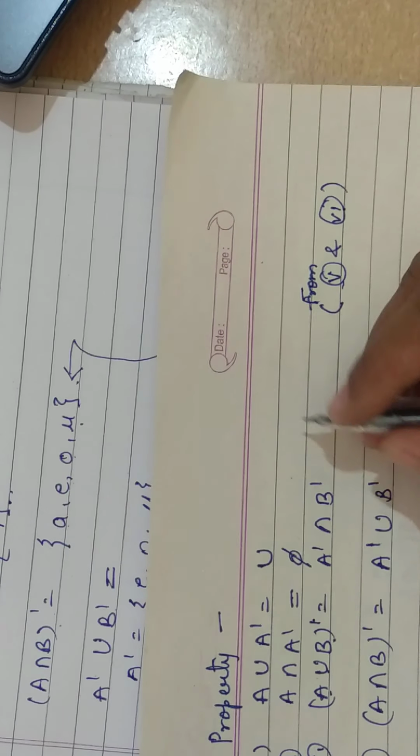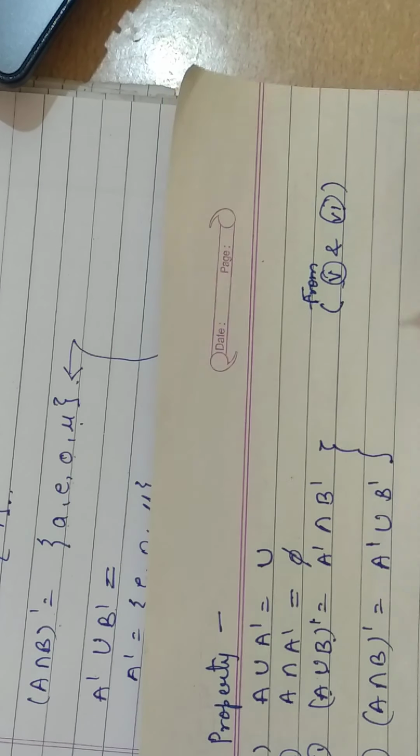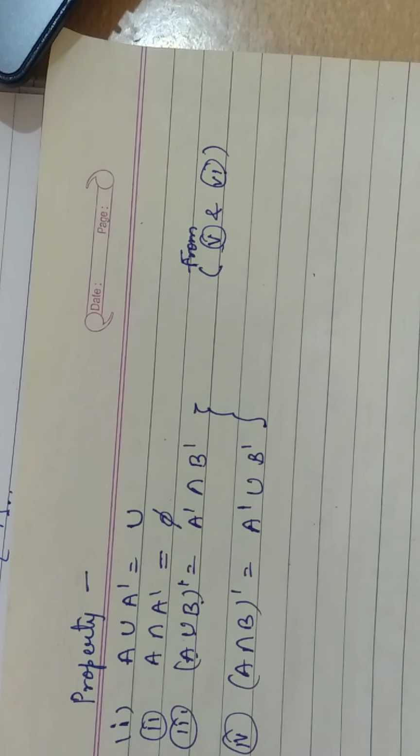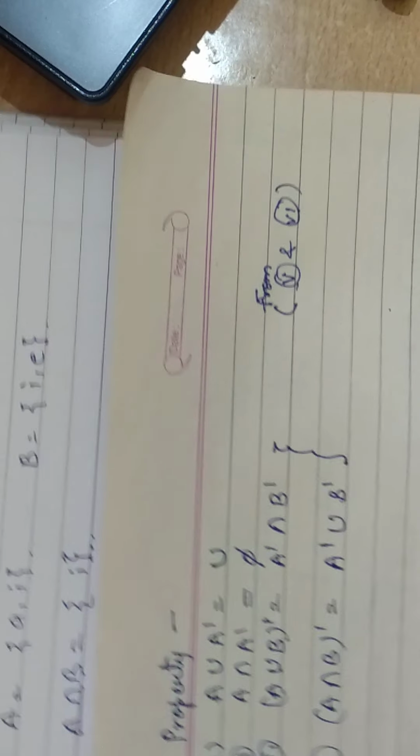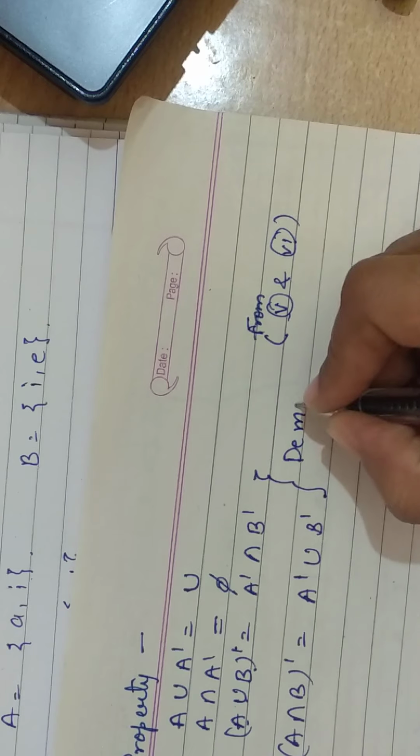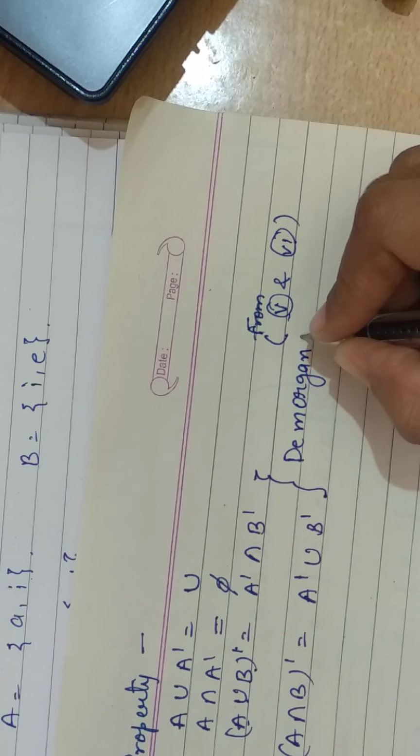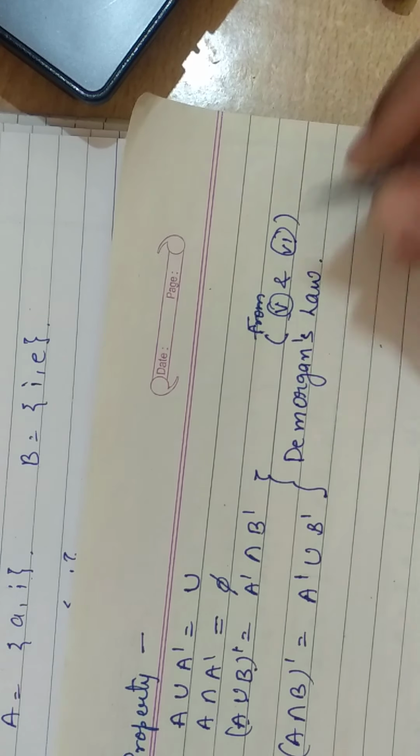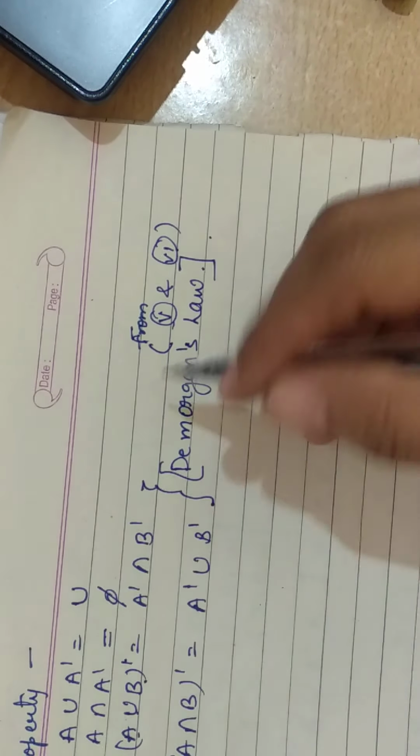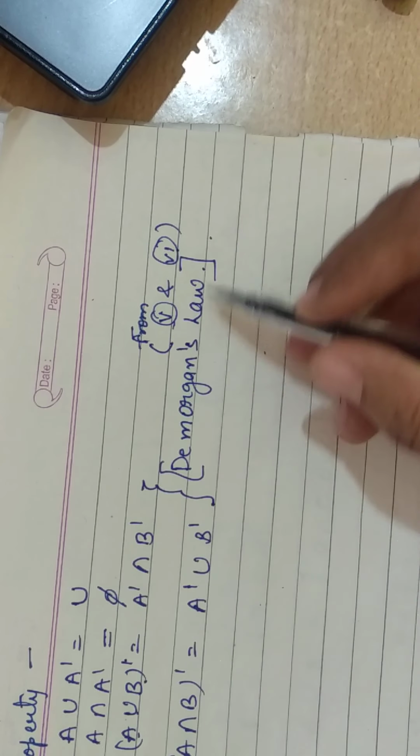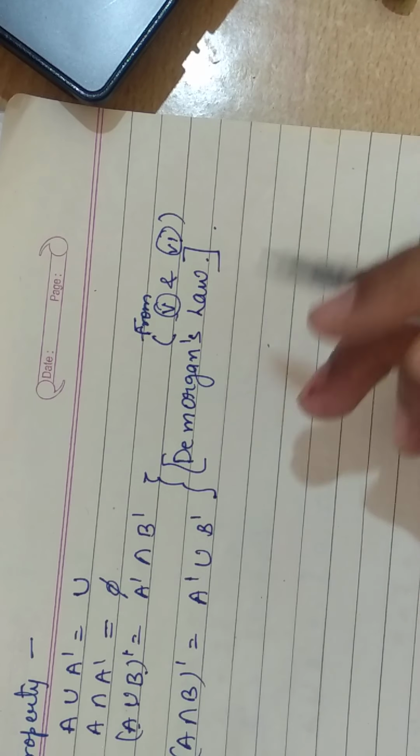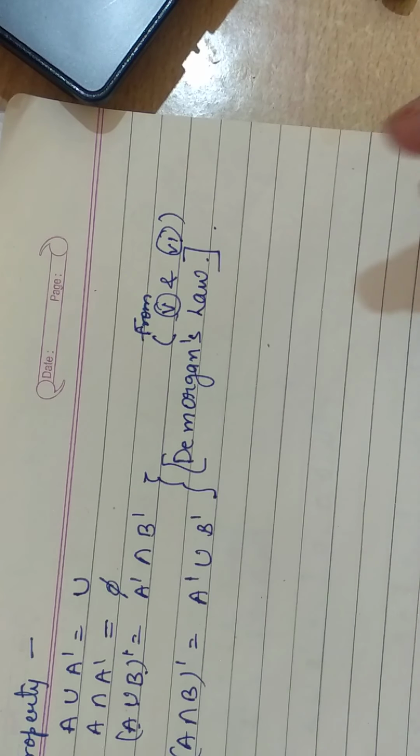Okay, these two properties are very important. We use these properties in the next exercise also. These properties are also known as De Morgan's law. Okay, so in the next videos we will also learn the proof of this De Morgan's law. So now I explained all these laws and properties with an example, so it is more clear.